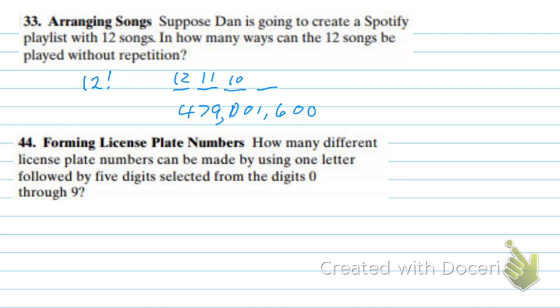All right, license plates. It says how many different license plates can be made using one letter followed by 5 digits. So the way I would do this is draw it out. One more digit, right? So here's my letter. Here's a digit, digit, digit, digit, digit. One letter, 5 digits. How many choices of letter do I have?